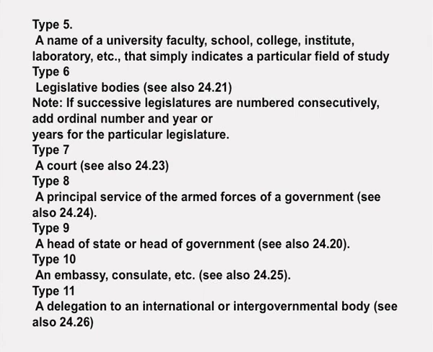In the type 9 kind of corporate body, a head of state or head of the government has to be entered subordinately. In type 10, an embassy or consulate of any government in another country also has to be entered subordinately. In type 11, the last type of subordinate body, a delegation to an international or intergovernmental body also has to be entered subordinately to any main body. Like if an Indian delegation is sent to Spain on a cultural exchange program, then that delegation name has to be recorded in the name authority record under India.